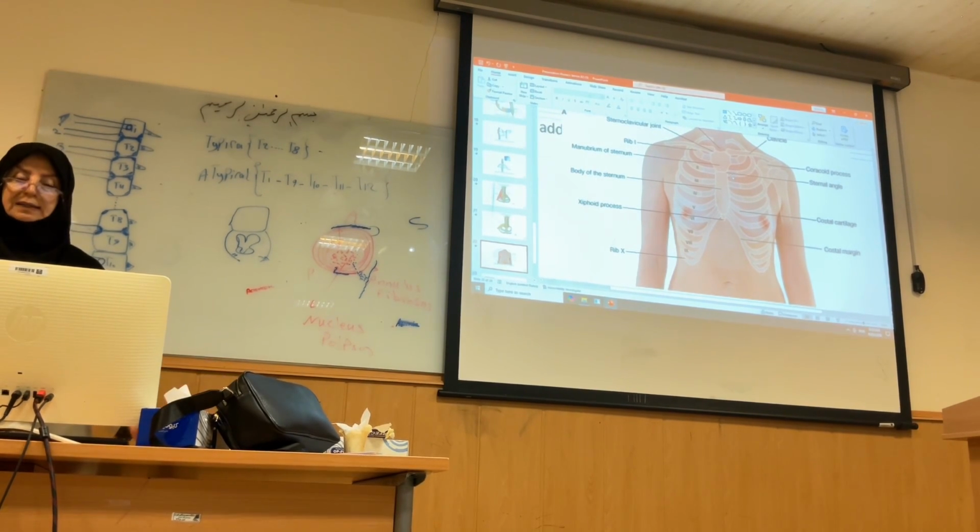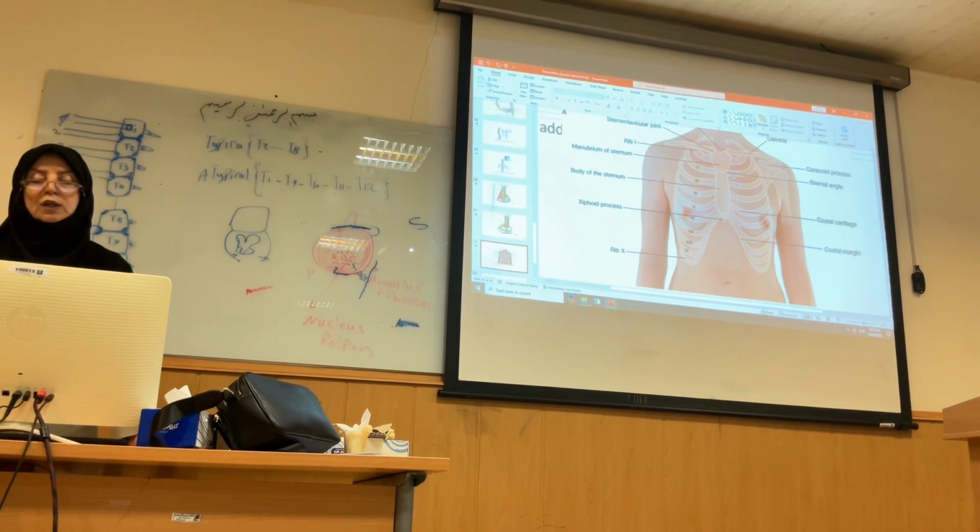So if I want to access the second intercostal space, I should use the sternal angle and find the second rib. Exactly, immediately below the second rib, we have the second intercostal space.